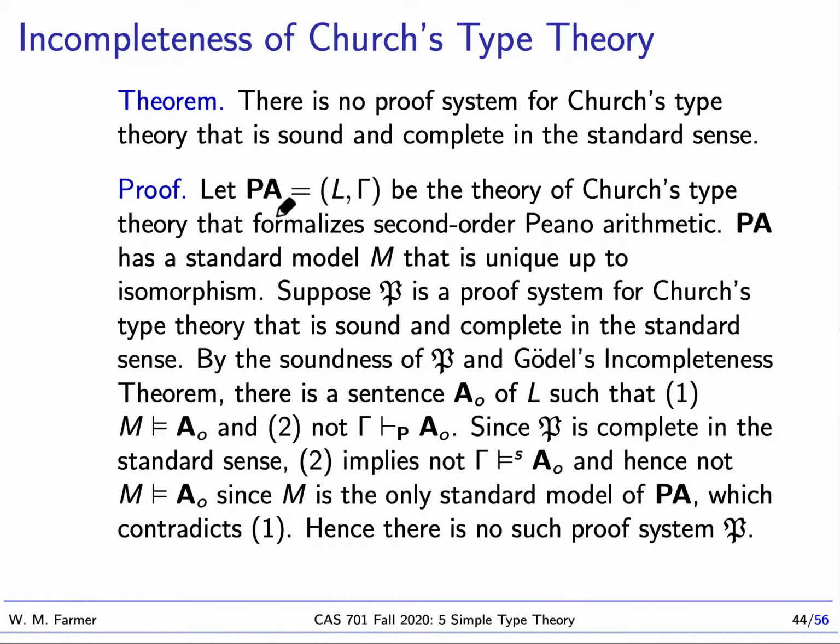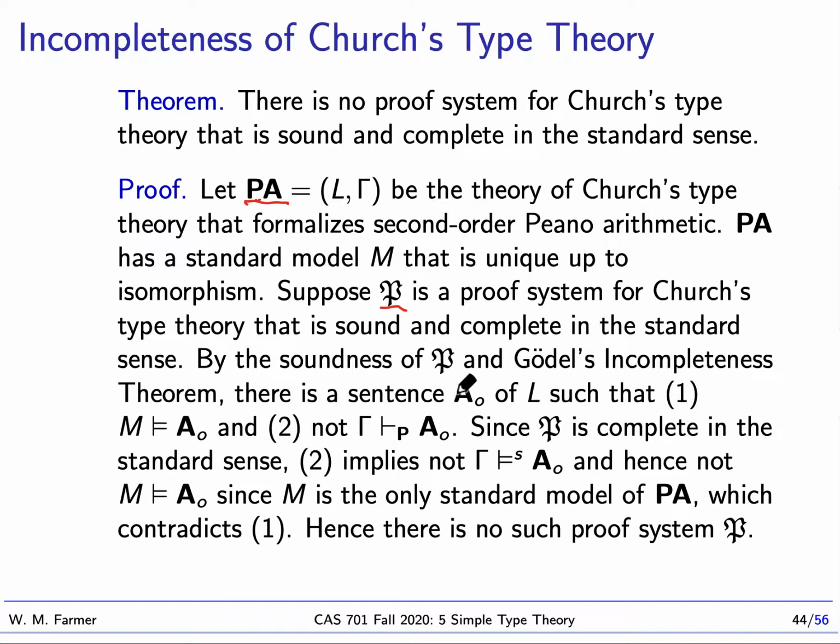So I'm going to prove that now. Let PA here be the theory of Church's type theory that formalizes second-order Peano arithmetic. So it has the three axioms of Peano arithmetic. The axioms that say that 0 is not the successor of anything, the successor function is injective, and we have the induction schema. Now, this theory has a single standard model up to isomorphism. That means all the models of this theory are isomorphic. They're essentially the same. Now suppose that P is a proof system for Church's type theory that is sound and complete in the standard sense.